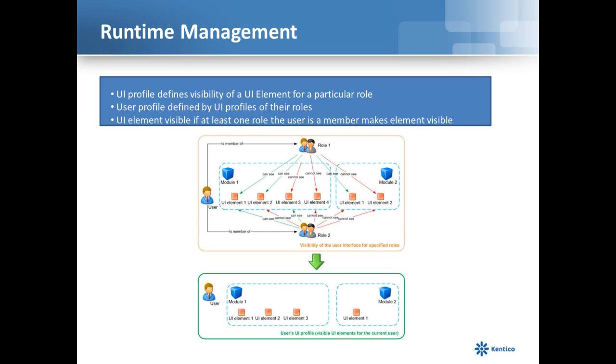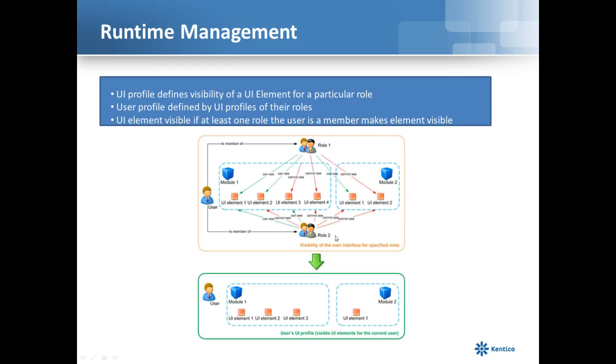The user that you're seeing here is a member of role 1 and role 2, as you can see. For role 1, in module 1, they have access to UI elements 1 and UI element 2. So if you look at the slide here, you can see that we've got a green arrow to UI element 1 and a green arrow to UI element 2. Both UI element 3 and 4 have actually been denied to that user. And then for module 2, we have access to UI element 1.